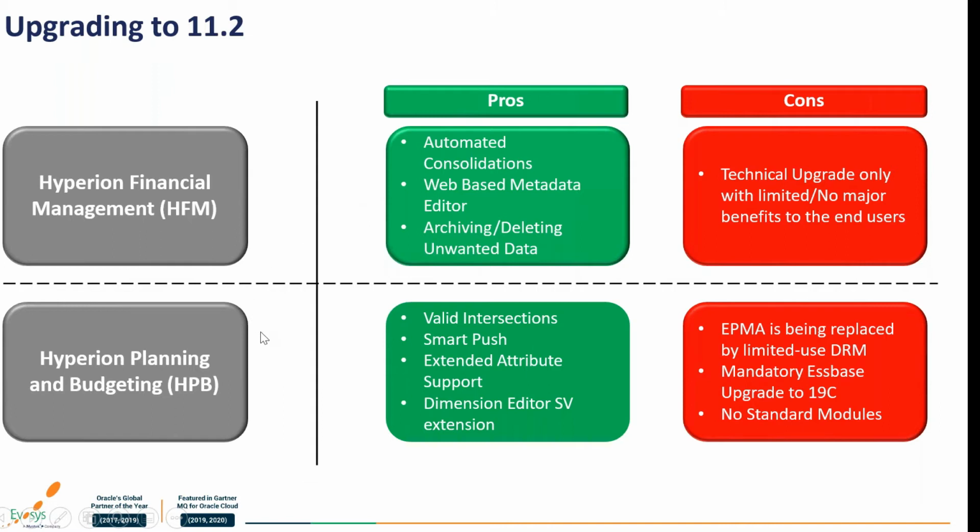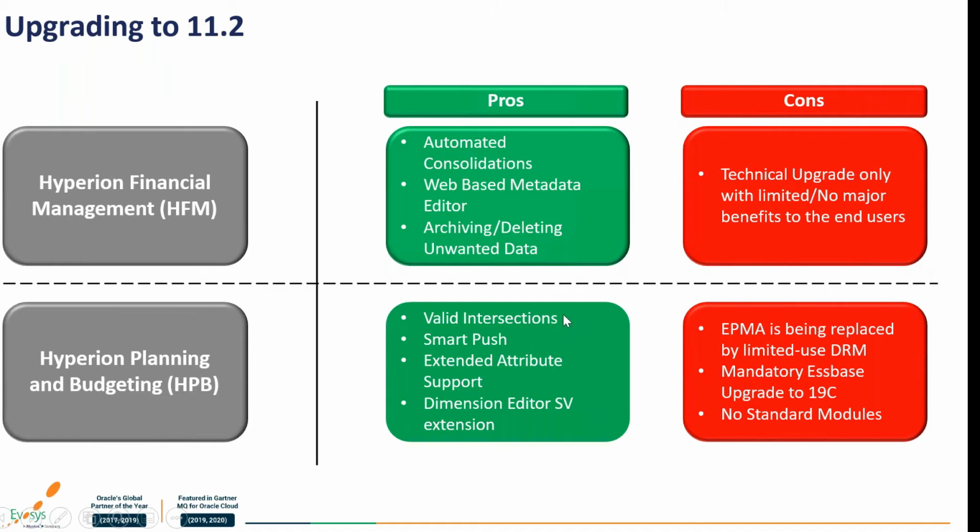Similarly, on Hyperion Planning and Budgeting, if you're using that application right now, on 11.2 you'll start to see valid intersections, which is quite key. For example, if you have business scenarios where you want to restrict access based on combinations, on top of the security features of the application, you can surely use valid intersections. Smart push is a good feature to have in 11.2. It's been around on cloud for a long time, so it's good to have that on 11.2 now. You now have extended attribute support, as I've said previously, and your dimension editor in SmartView has now got good extensions as well. So these are some of the key features that enhance your user experience.